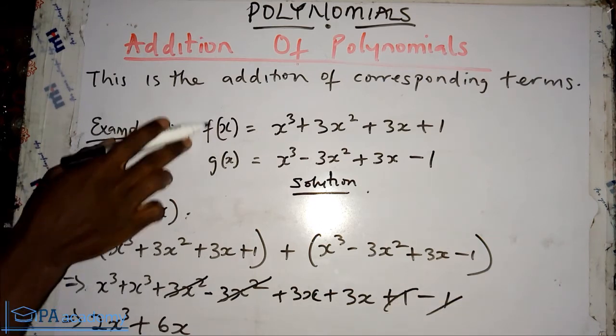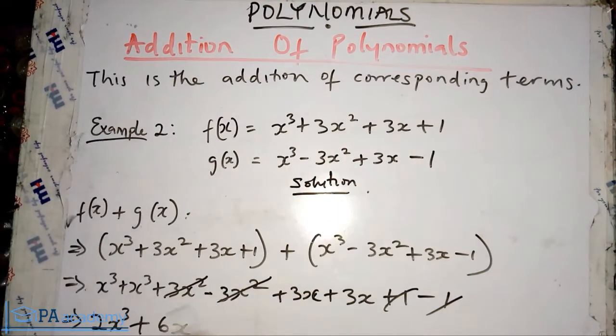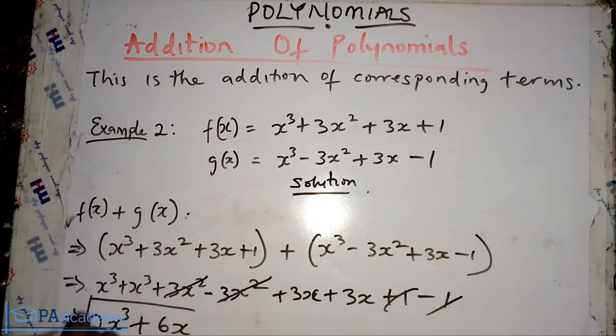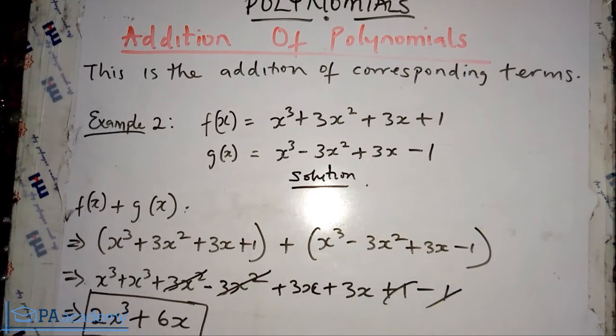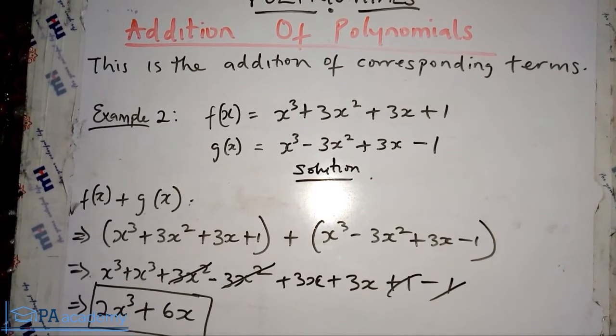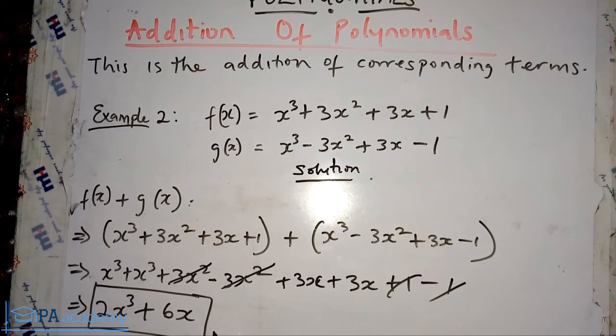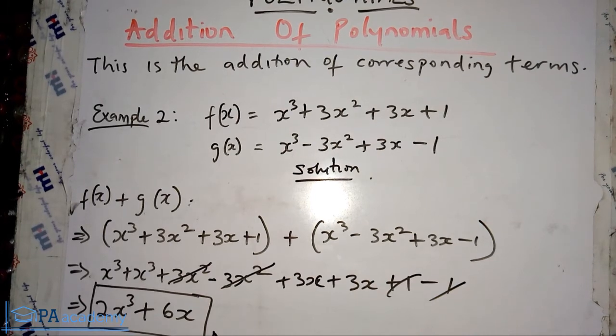So, given f of x and g of x with these values, the answer is 2s cubed plus 6x. And this is the answer to example 2. So next, let's look at another example, which is example 3.